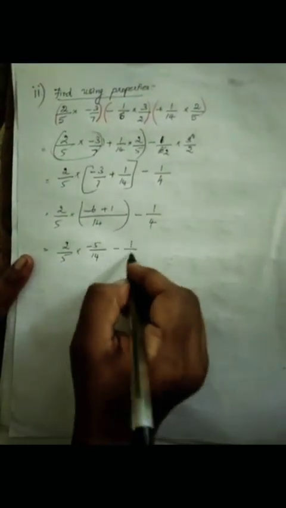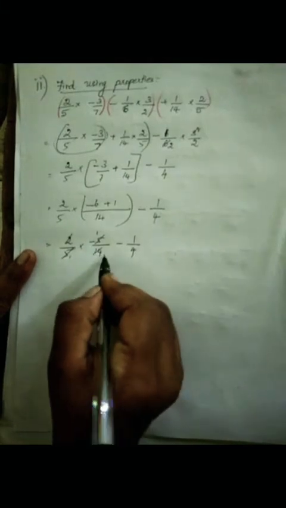Then outside it will be 2 by 5 minus 1 by 4. This 5 and this 5 will get cancelled. So 1 time, and this 2 and 14 will get cancelled. So 7 times. So final answer will be minus 1 by 7 minus 1 by 14. Now taking the LCM, 7 4s are 28. Now cross multiply, 4 1s are minus 4, 7 1s are minus 7. So the answer will be minus 11 by 28.